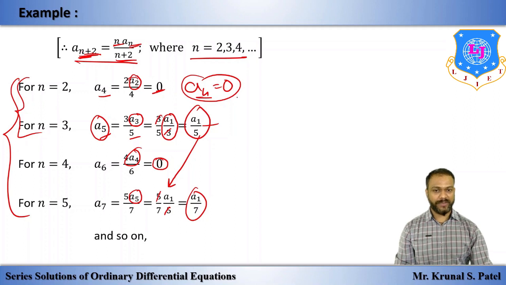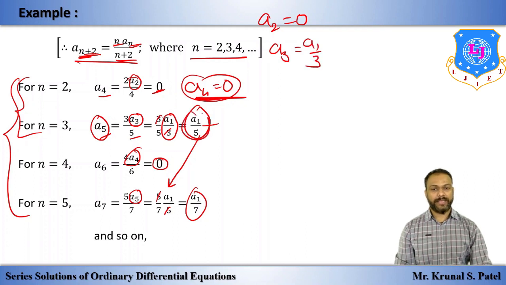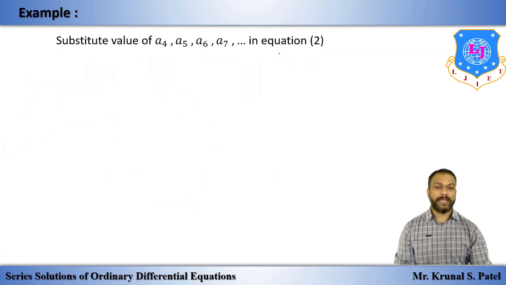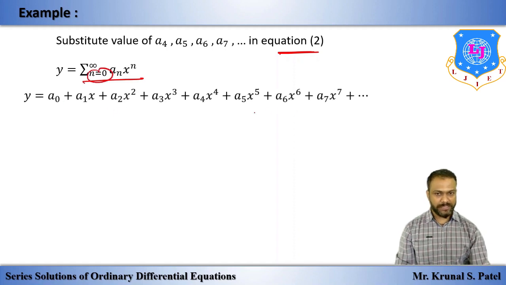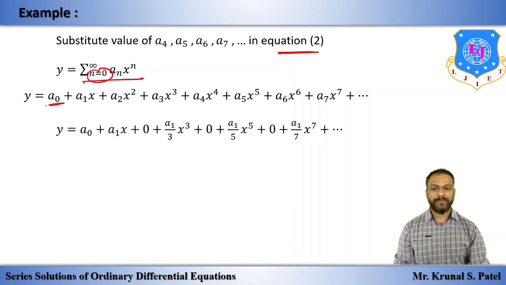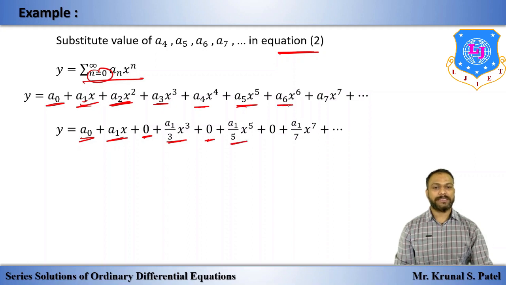Now we will put the values of a2, which was 0, a3, which was a1 by 3, a4, a5, a6, a7, all these values in equation number 2, that means in the trial solution. We expand this by putting n equal to 0, 1, 2, 3, and so on. So we have a0 as it is, a1x as it is. Now a2 is 0, a3 is a1 by 3, a4 is 0, a5 is a1 by 5, a6 is 0, a7 is a1 by 7, and so on.